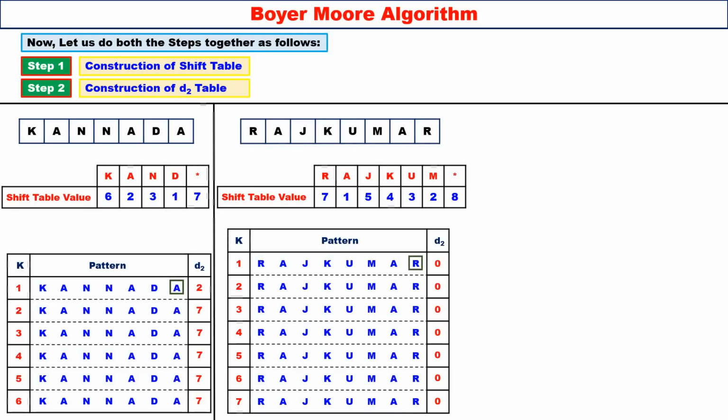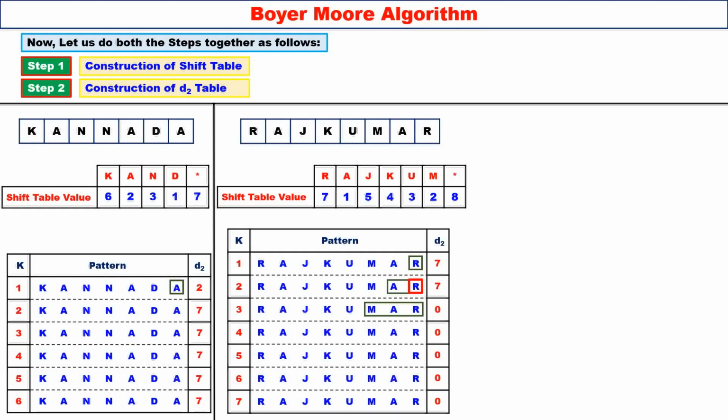Next, step 2. Is R found as the prefix? Yes, R is found as the prefix. Therefore, find the number of characters in front: 1, 2, 3, 4, 5, 6, 7. Therefore, it should be initialized to 7. Very good. Now, AR or R. Is it found as the prefix? Yes, R is found as the prefix. Therefore, count the number of characters: 7.